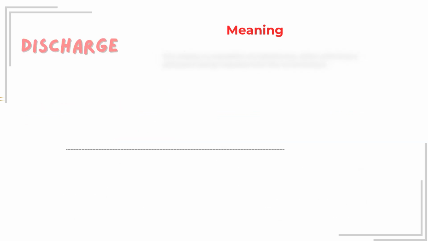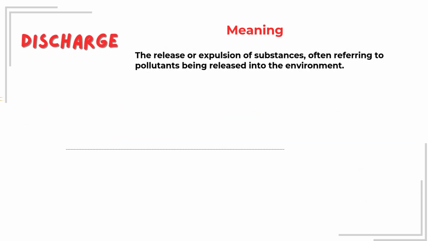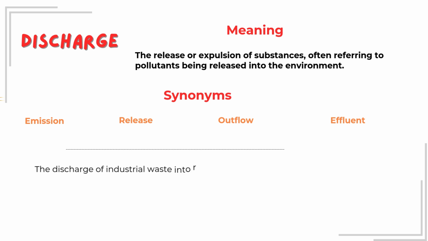Discharge. The release or expulsion of substances, often referring to pollutants being released into the environment. Emission. Release. Outflow. Effluent. The discharge of industrial waste into rivers can severely harm aquatic life.